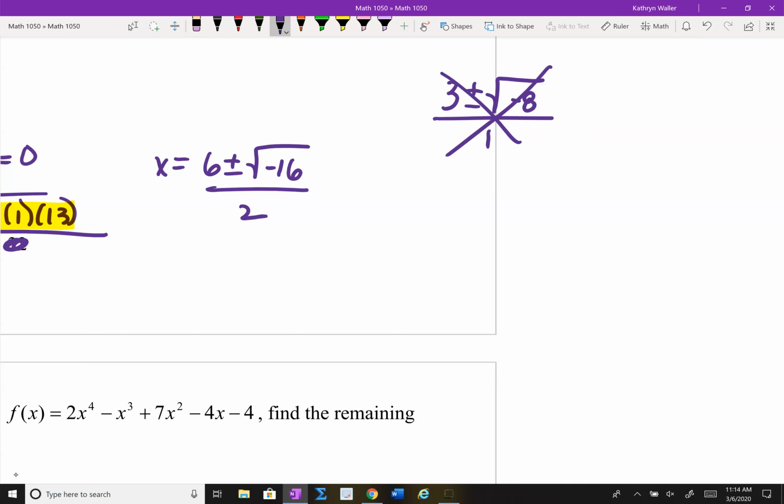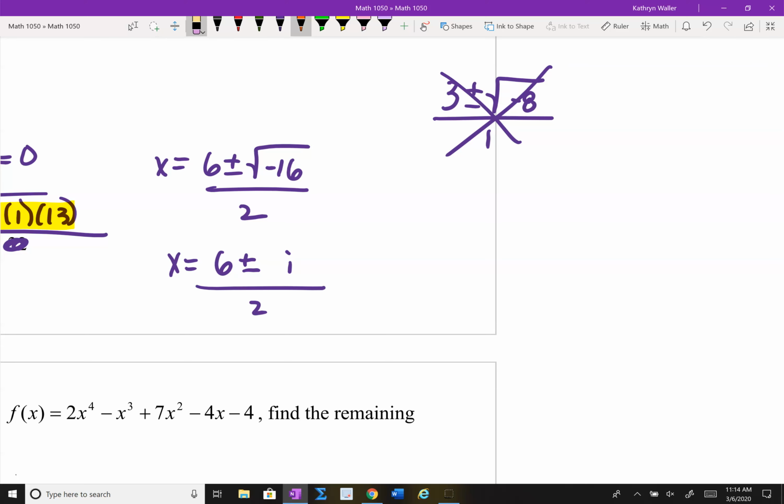So now you focus on that square root. I could pull out pairs, but I can do that in my head, so I'm not going to pull out pairs. So it's going to be 6 plus or minus, what's the square root of a negative 16, everybody? 4i, and it's all over 2. Okay? Okay, everybody just look and listen.